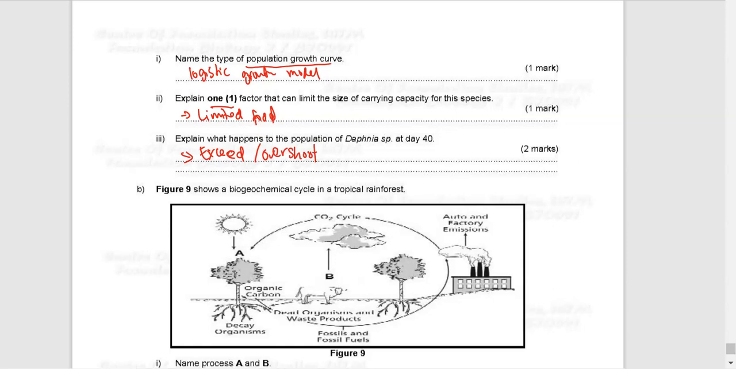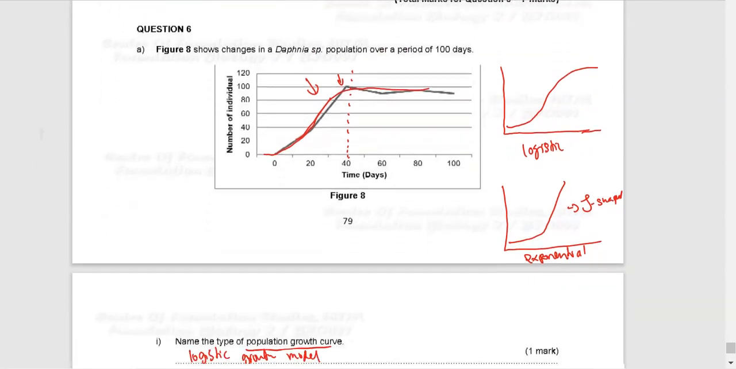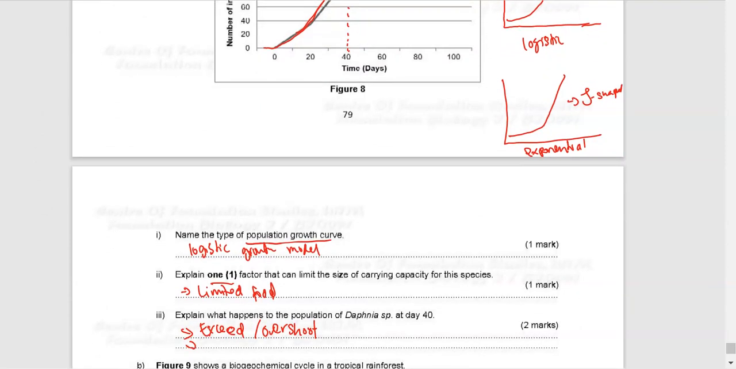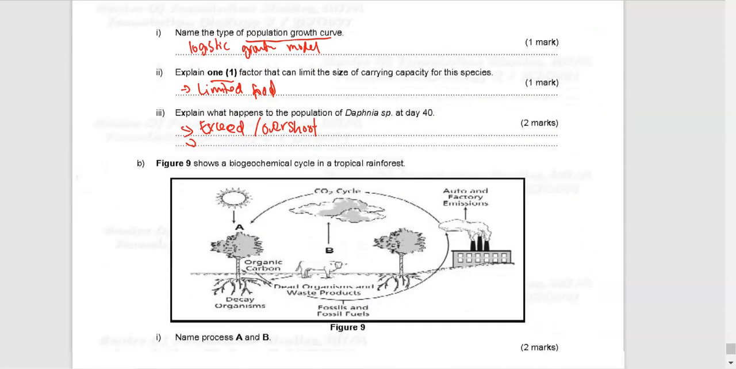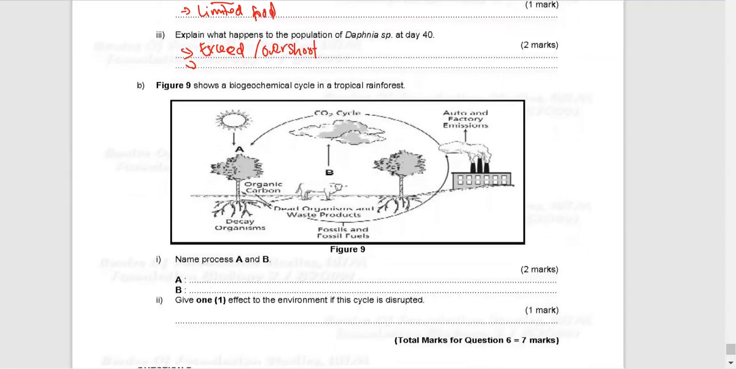Then number 2, the population number is at its highest, and you can give the value, which is 100 individuals. And the last point, this exceeds the ideal condition and causes an increase in competition because there are not enough resources. Those are the points that you could include in your answer for question number 3.